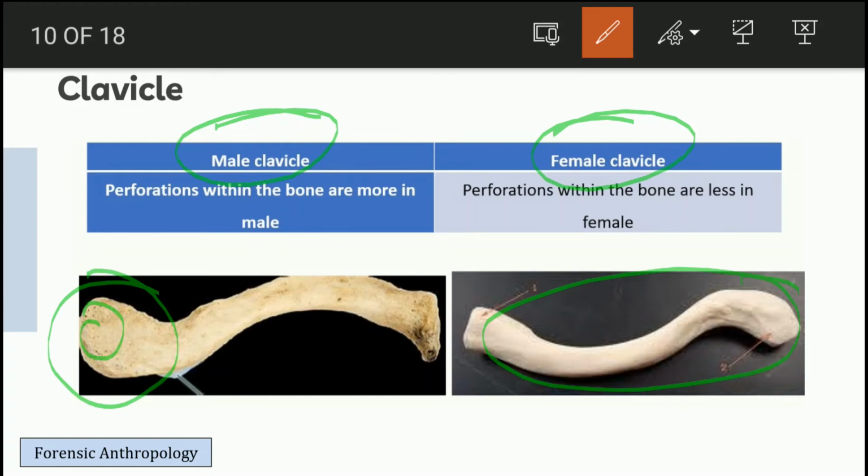The clavicle has a greater curve in the female and a lesser curve in the male, and the female clavicle is lighter and shorter compared to the male.